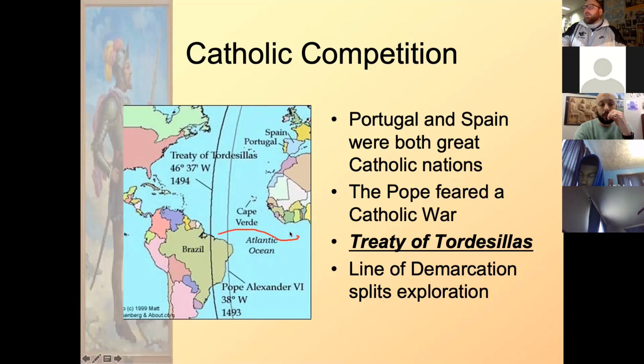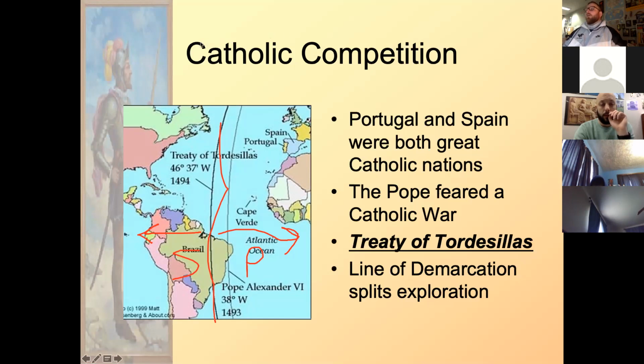anything to this side went to P for Portugal. And anything this way went to S for Spain. Okay. And you can see the line right here. Does everyone see that? So that meant that they wouldn't go to war, and that Portugal got Brazil, Portugal got Africa, their claimings in India through Vasco da Gama. The Spanish, though, got to control from the tip of South America all the way up to California. Almost unbelievable how much they got to control.